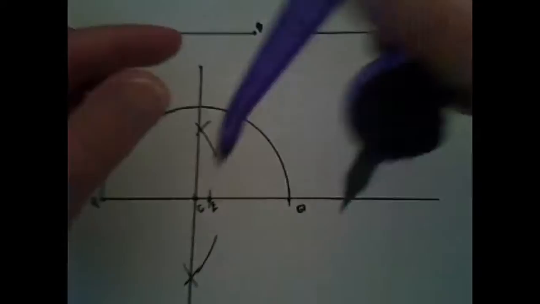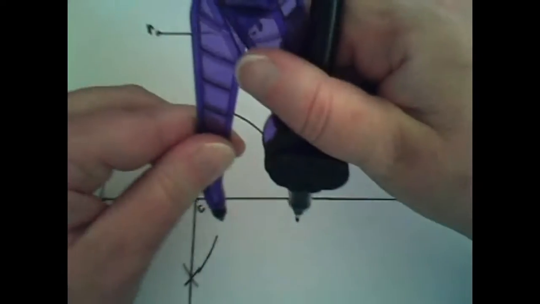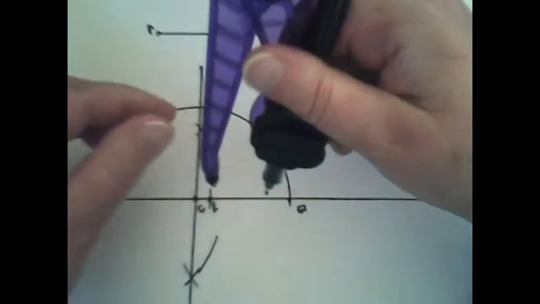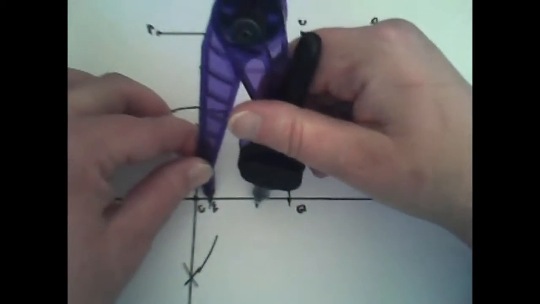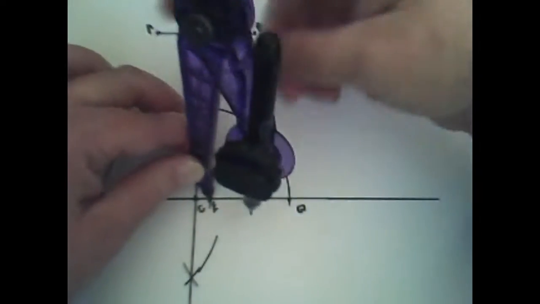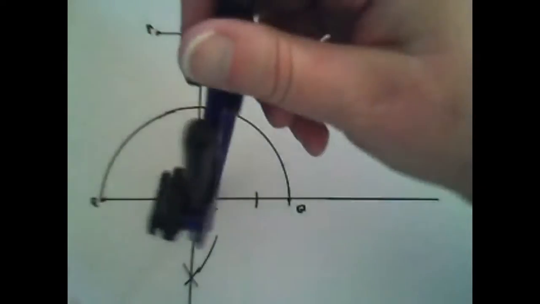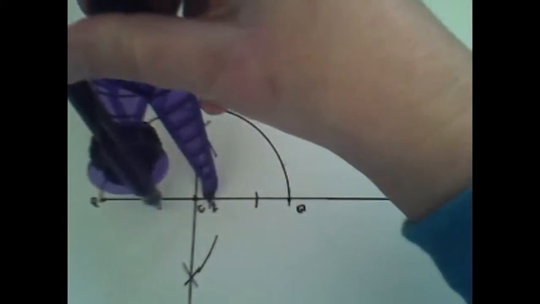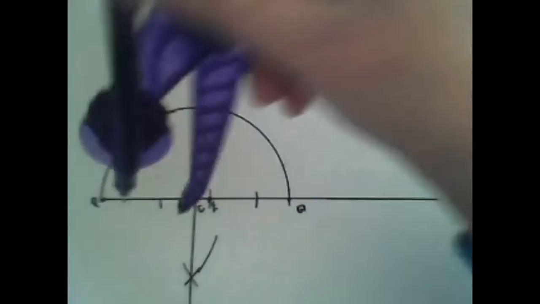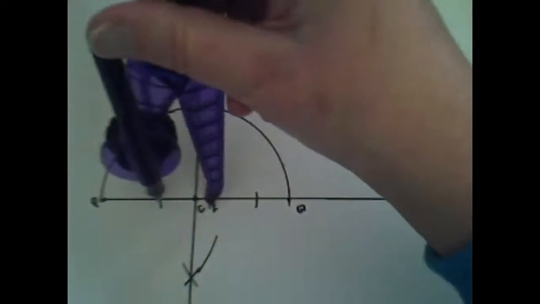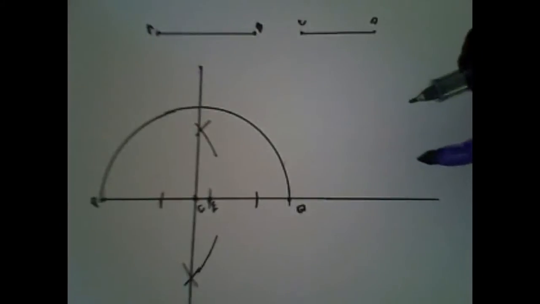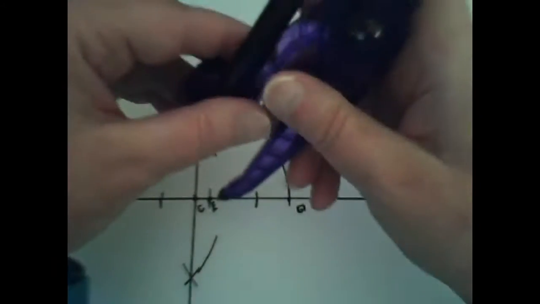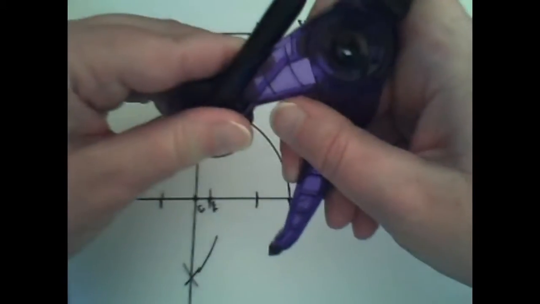So in order to do that, I need to put the point of the compass on E and find points on either side of E that are the same distance from E. So there's a point on the right side. I'll just turn the compass around. There's a point on the left side. Oops, make that arc a little bit bigger for you. There we go.